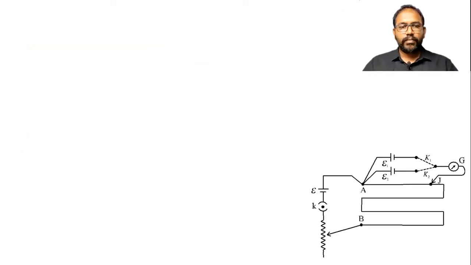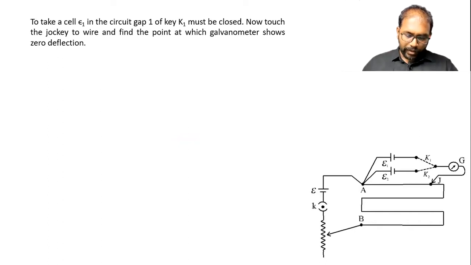Now the first thing you remember here: first, we have to connect cell E1, because it's the individual cell method. The name is individual cell method, so individually we have to connect the cell. So cell E1 is in gap 1 of key K1, which is closed. We have to connect this cell E1 to the galvanometer, so we have to close this key K1. When we close this key, cell E1 is connected to the galvanometer, and K2 is open at that time; you note that.